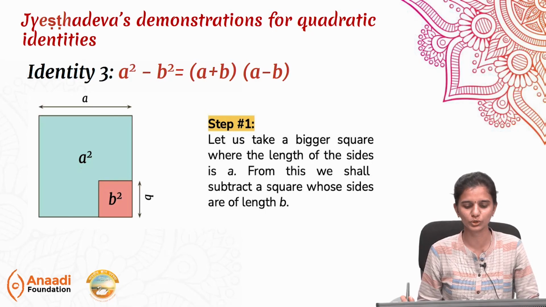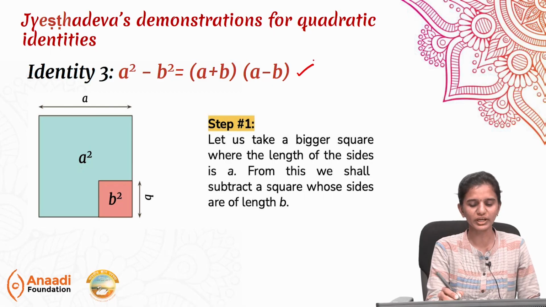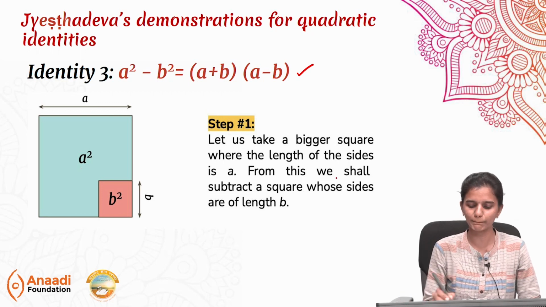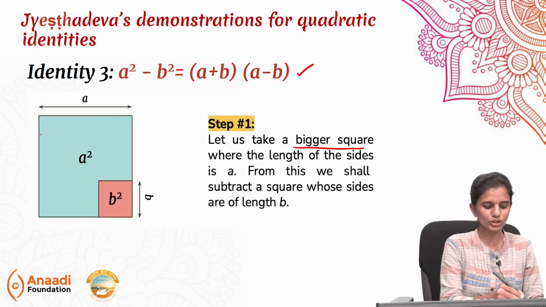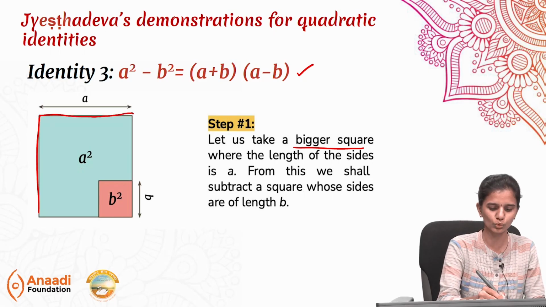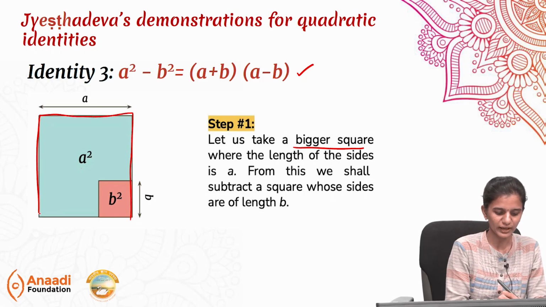The third demonstration that we are going to see is for the equation A square minus B square is equal to A plus B into A minus B. For this, Jeshtadeva asks us to take a bigger square which is of length A. So, the area of this square would be A square.